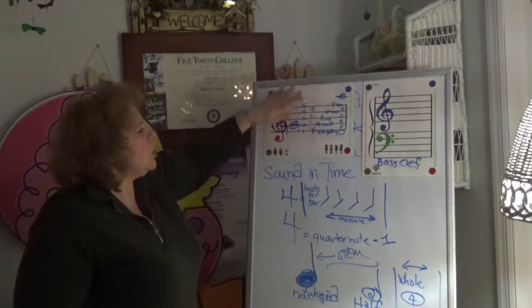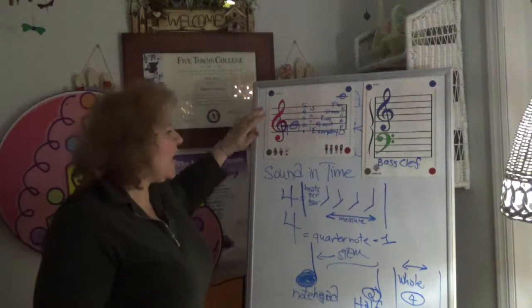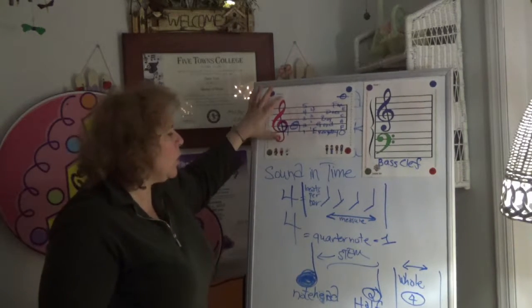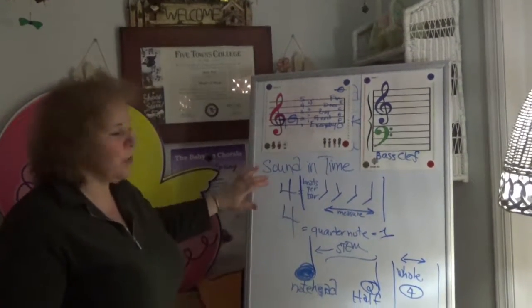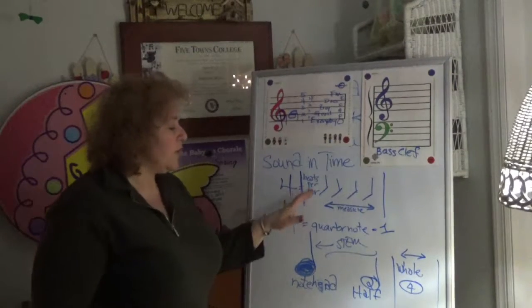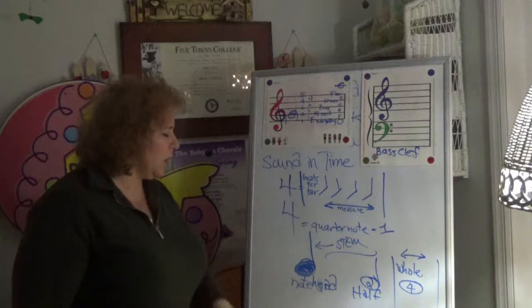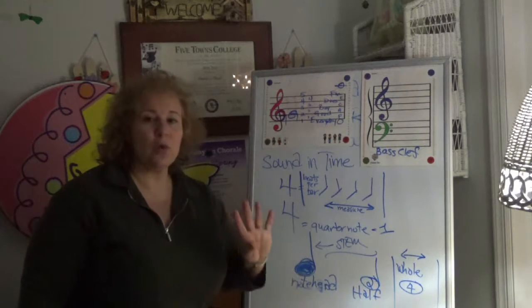So, you have notes represented on the staff. You have sound represented by the names of the notes. You have time represented by the time signature. You have different types of notes. Quarter notes are one kind of note, getting one beat. Half note 2, whole note 4.